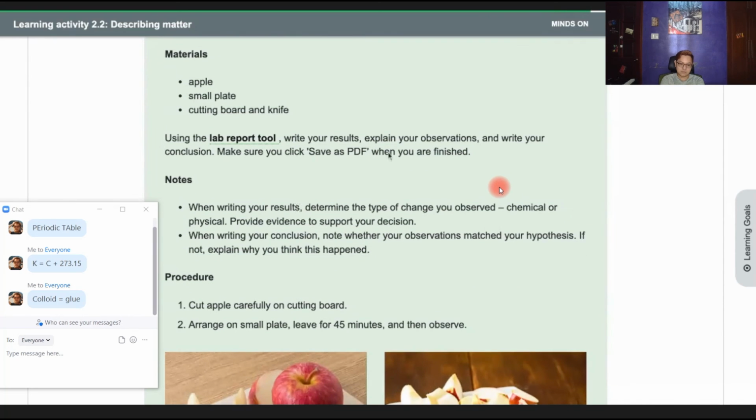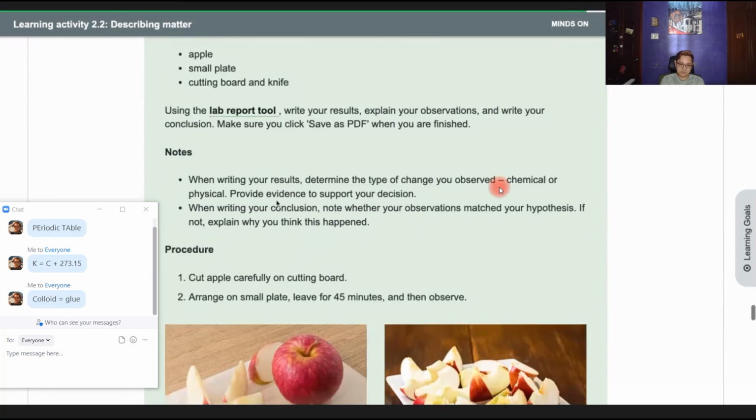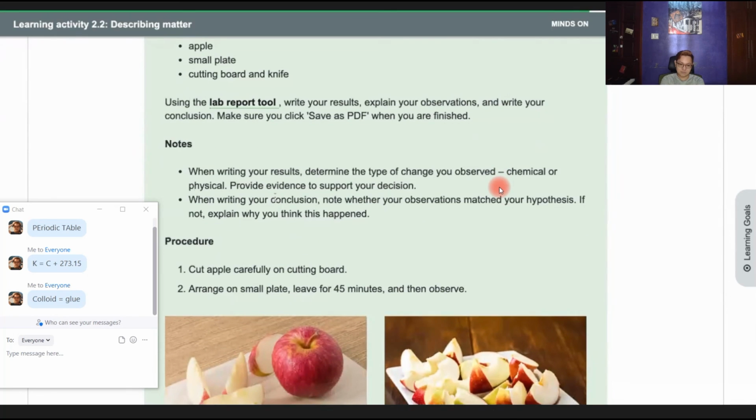Notes: when writing your result, determine the type of change you observed, chemical or physical. Provide evidence to support your decision. When writing your conclusion, note whether your observation matches your hypothesis. If not, explain why you think this happened.